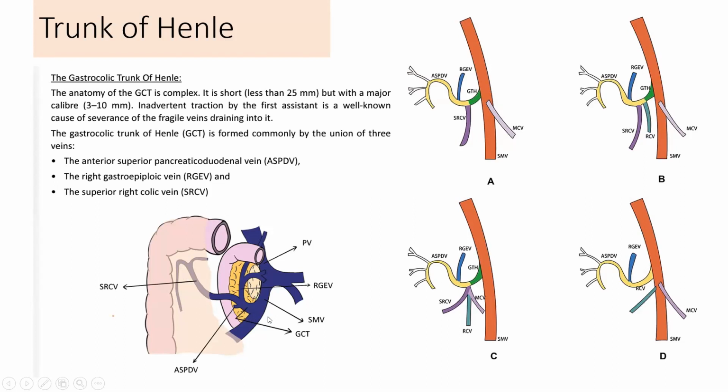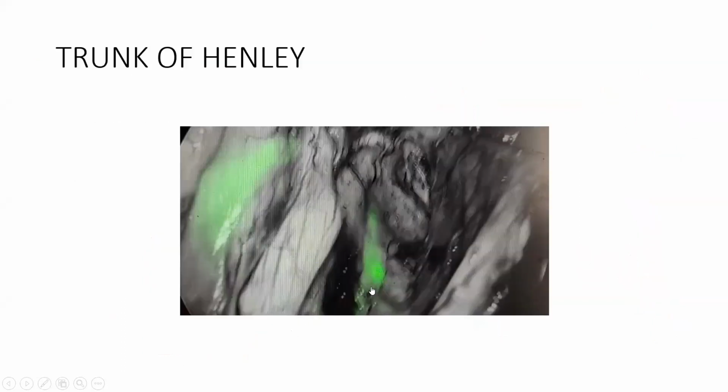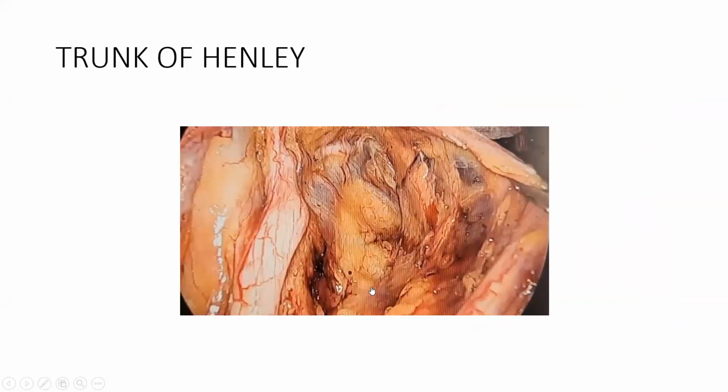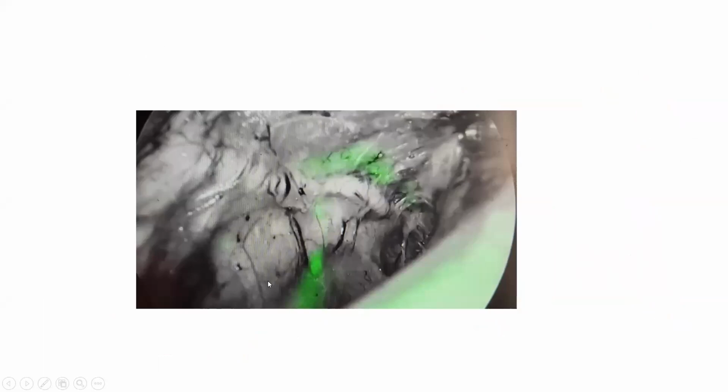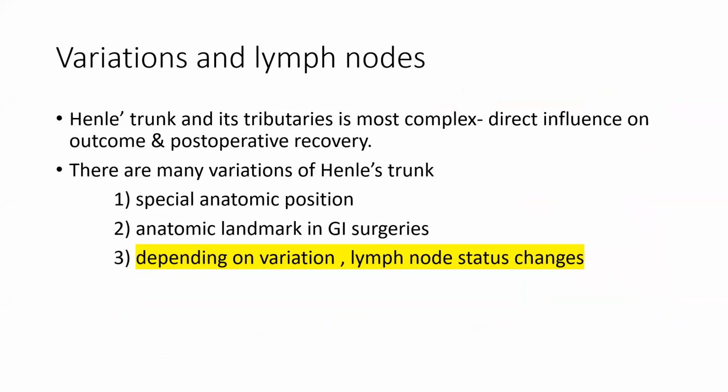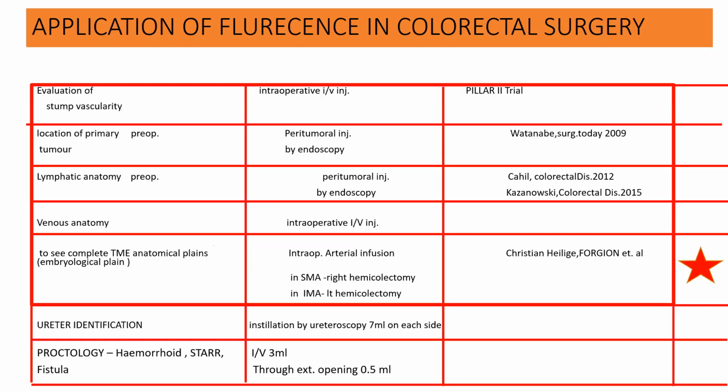But the story is not so simple because there are n number of variations of this trunk of Henle, like this, more than this. As we want to do only the superior right colic vein dissection and the lymph node associated with it, and as the anatomy differs with multiple anomalies, the situation of that lymph node will also differ. So this is the trunk of Henle dissection in right hemicolectomy. You can see beautifully the trunk of Henle, and we can localize the lymph node associated with it, pick that lymph node properly and avoid recurrence at that level. So depending on the variation, lymph node status changes, and therefore the venous anatomy is also important in colorectal surgeries.